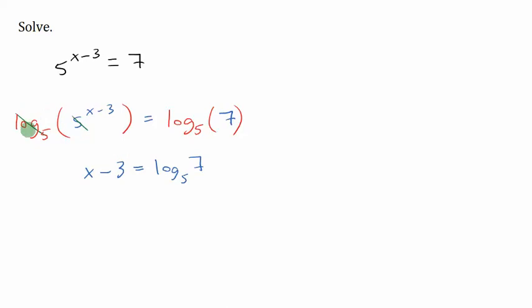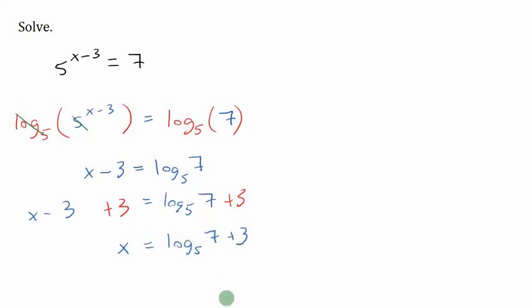We're almost done now. The exponential's gone. My variable is no longer in the exponent, so solving for x is much easier now. And I would do that by adding 3 to both sides. So I'd have x minus 3 plus 3 equals log base 5 of 7 plus 3. And on the left side, I just end up with x, and on the right side, I have log base 5 of 7 plus 3. Now for the calculator, if you wanted to get a decimal, so this is our final answer.